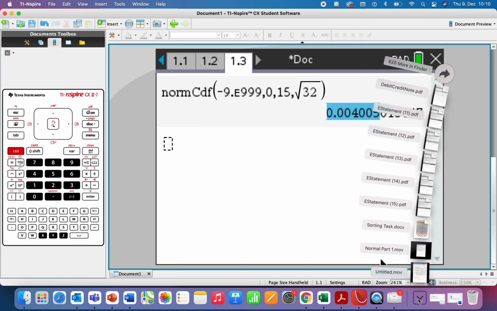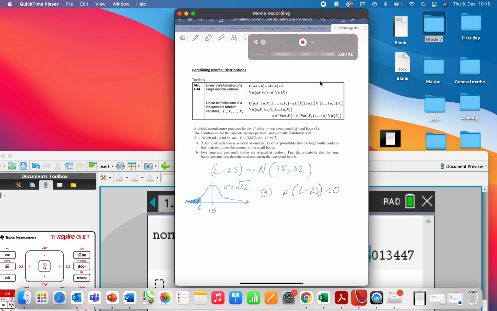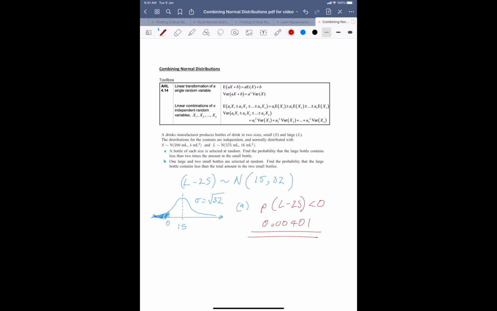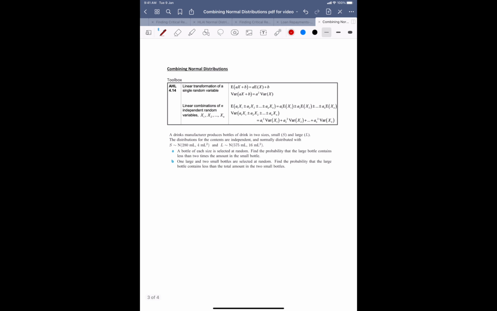And let's just get the iPad out again. So the answer here is 0.00401 to 3 sig fig. And we'll have a look at the second question now. So part B now.